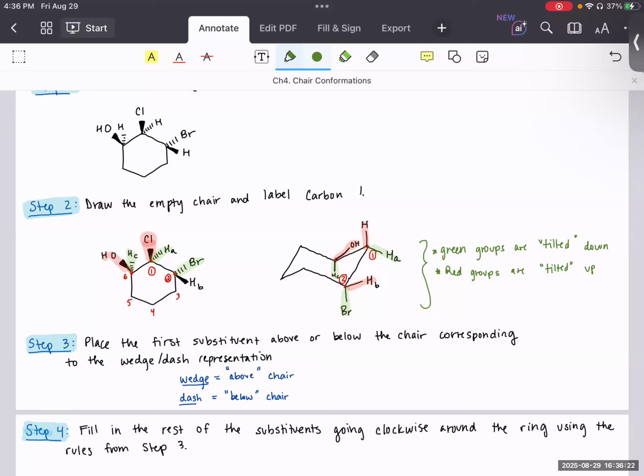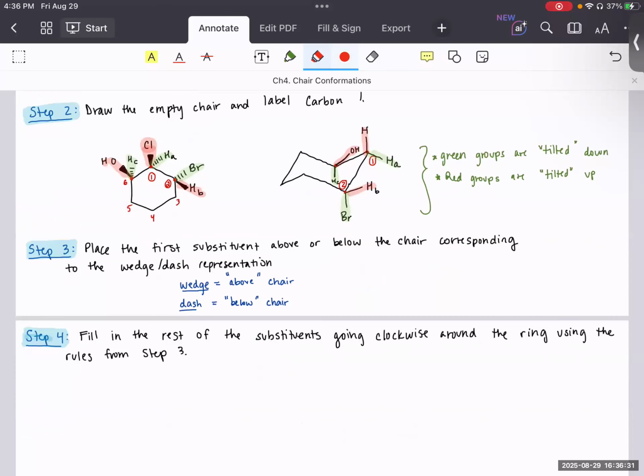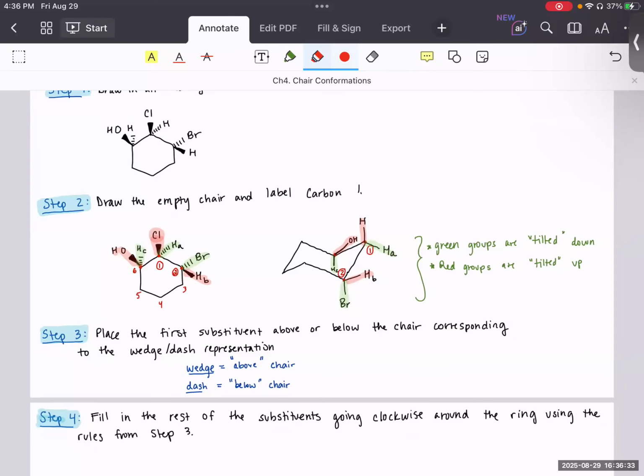All right, and so again, the main thing is we just want to make sure that those dashed and wedged groups correspond to the correct bonds in the empty chair conformation. All right, so that wraps up how to draw that initial structure. In the next video, we'll talk about how to do the chair flip and then how to determine which chair conformation is the most stable.